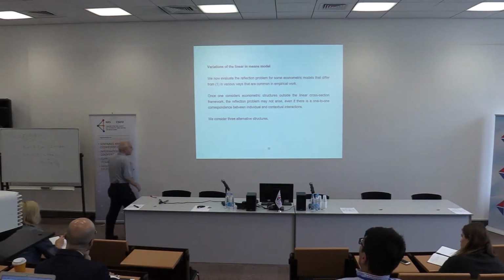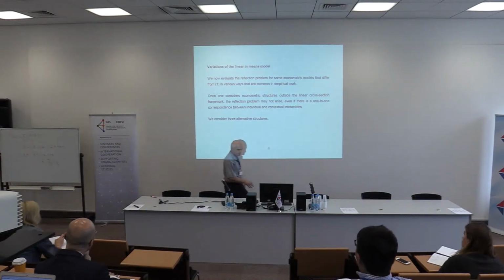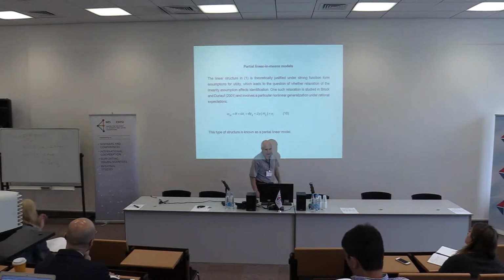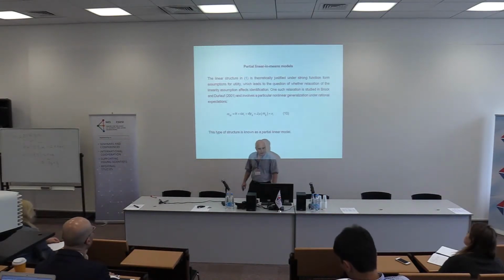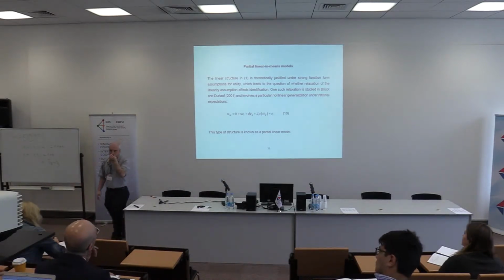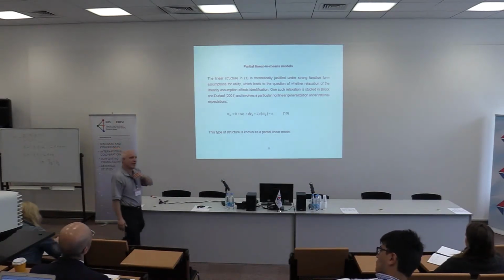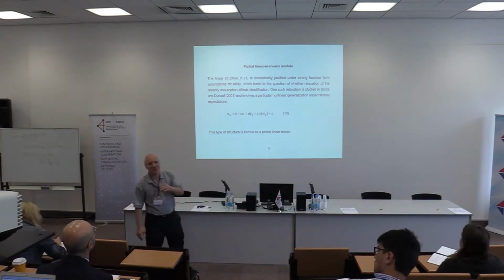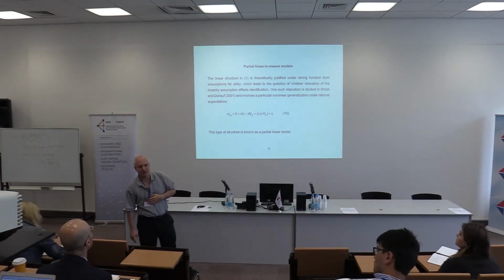What I want to do now is think about alternative structures. The first one I'm going to call a partial linear means model. The phrase partial linear model refers to environments in which some aspects of the model are linear, but it's only partial, so some aspects are not linear.